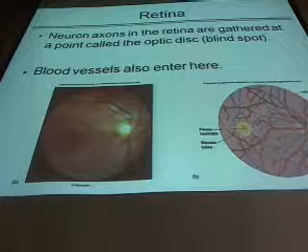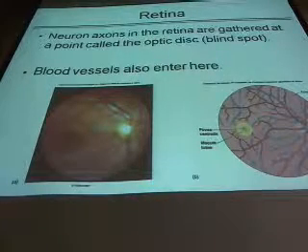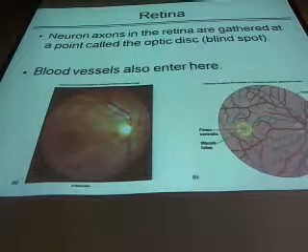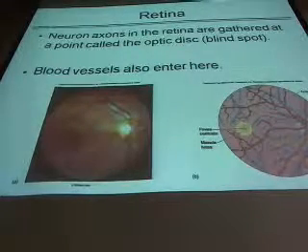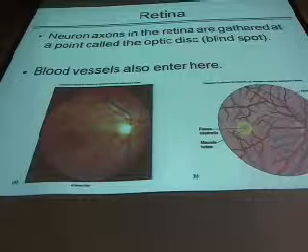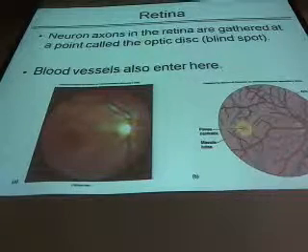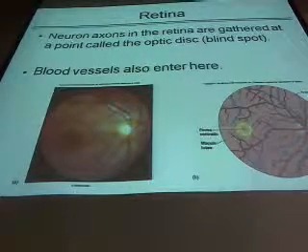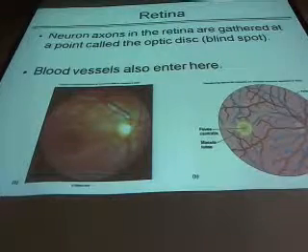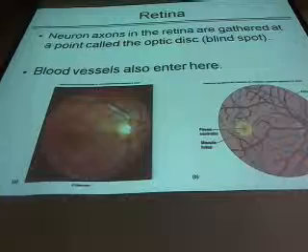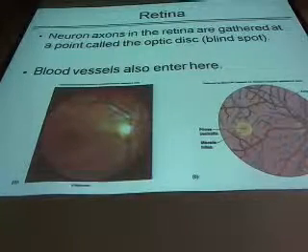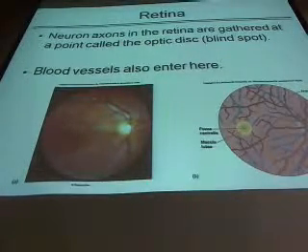They come in through the optic disc. On the optic disc, there's no photoreceptors. It's a blind spot. Now, you never know it because your brain just compensates for it. But there is a part of your eye that does not pick up any information, and that's the optic disc.